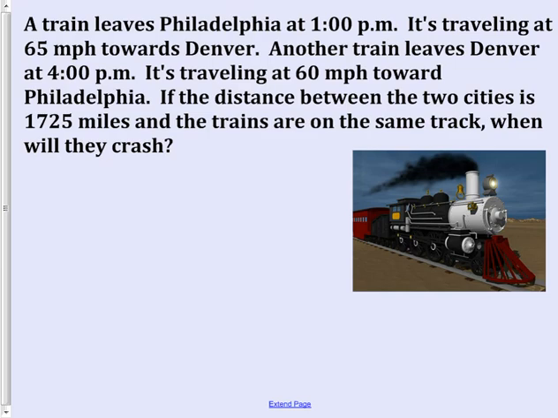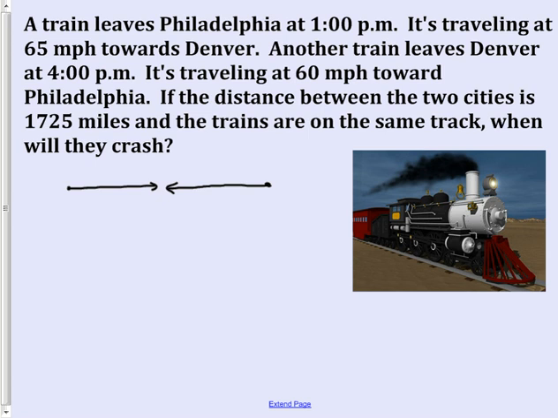Anyway, train leaves Philadelphia at 1 p.m. It's traveling at 65 miles per hour towards Denver. Another train leaves Denver at 4 p.m. and it's traveling at 60 miles an hour towards Philadelphia. The distance between the two cities is 1725, and the trains are on the same track. When will they crash? So basically, one's going this way, one's going this way. It's just like that baseball problem again. Okay?